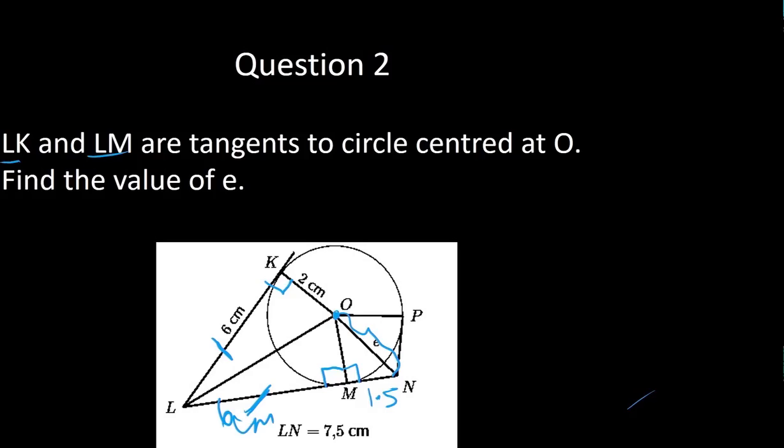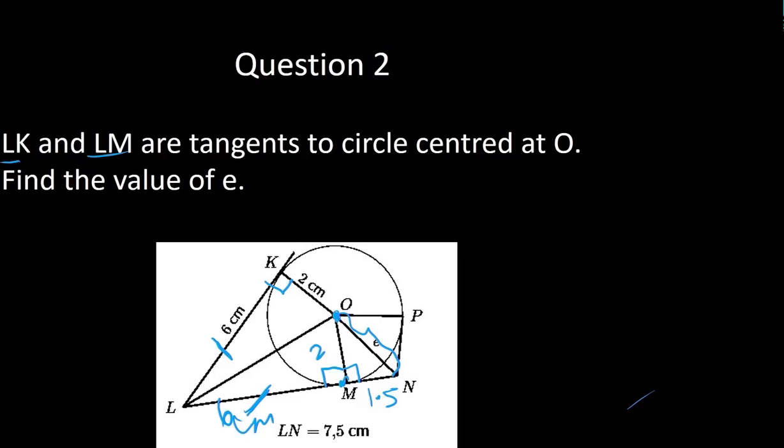So we know that OM is also the radius of the circle. It's drawn from the center to a point on the circumference. So therefore, OM is going to be 2 centimeters. We know that MN is 1.5 centimeters. So therefore, to find x, which is the hypotenuse of triangle OMN, we can say that ON squared is equal to OM squared plus MN squared.